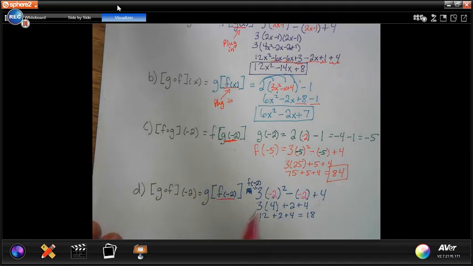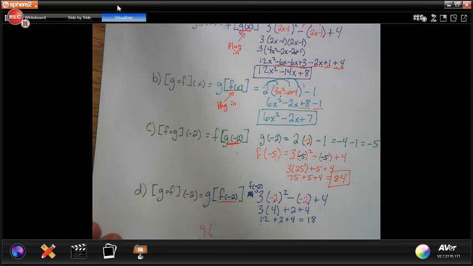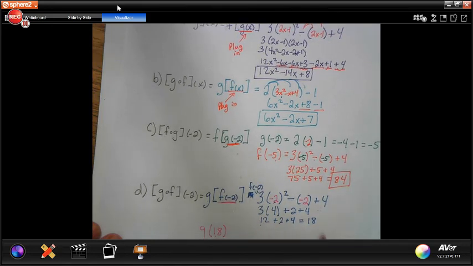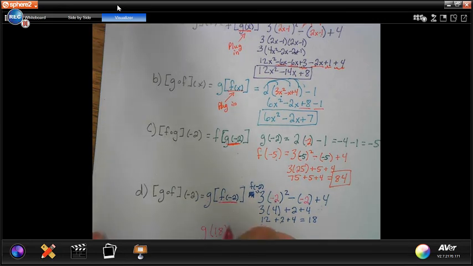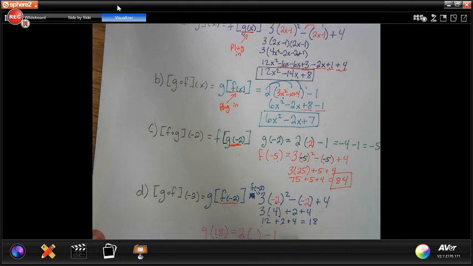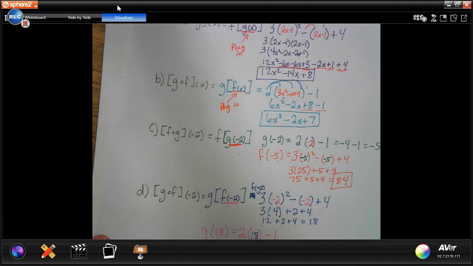Now I have my g function. g of 18. I got 18. f of -2 was 18. We found that out right there. So that's my new plug-in. My new plug-in, g of 18. So g function is 2x minus 1. We found 18 as our plug-in. So 2 times 18 is 36 minus 1, which is 35, and that would be our official answer.